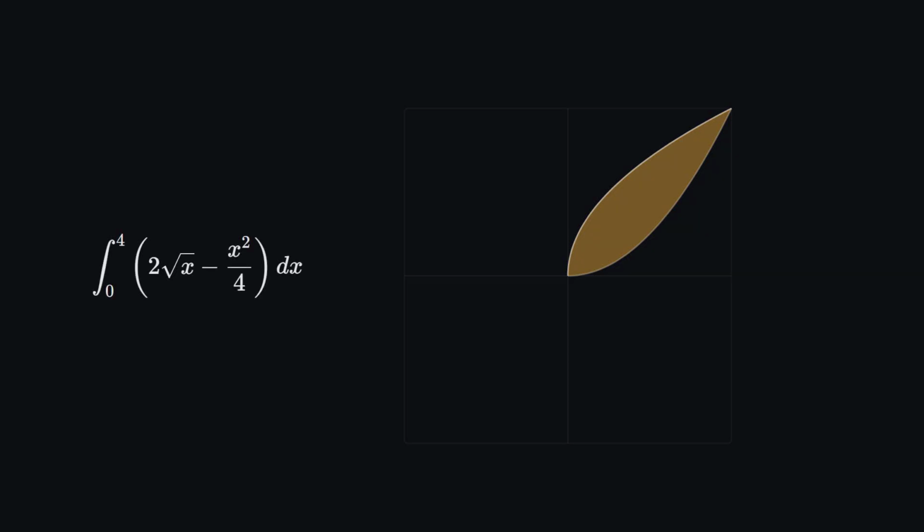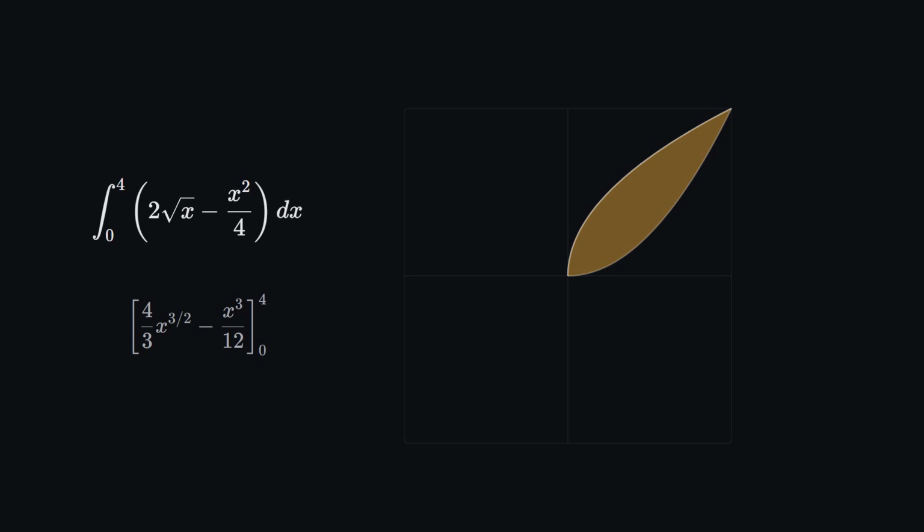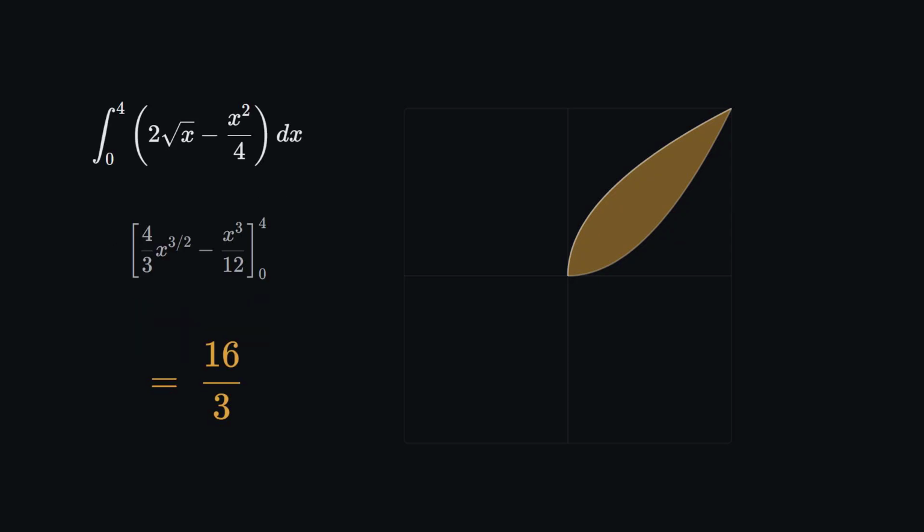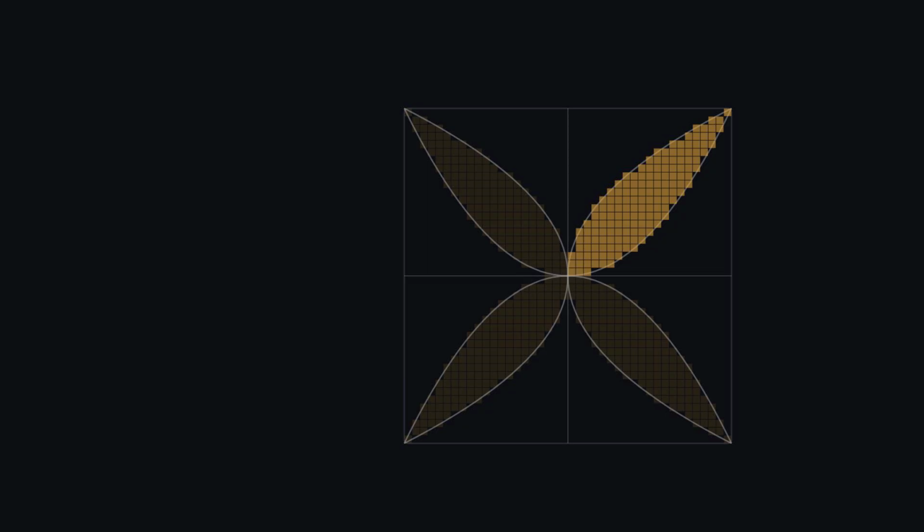Between those 2 points, the mirrored curve sits above the original one. Solved for y, it's 2 root x, and that stays above x squared over 4 the whole way across. So the piece is just the area between 2 root x and x squared over 4 from 0 to 4. 16/3. That's 1 petal. 4 of those, since the whole picture repeats, 64/3.